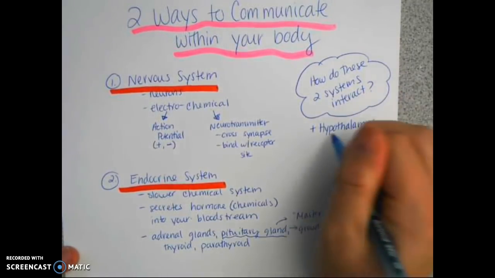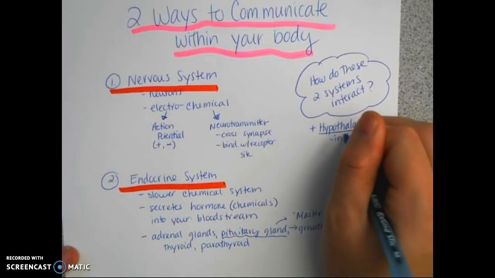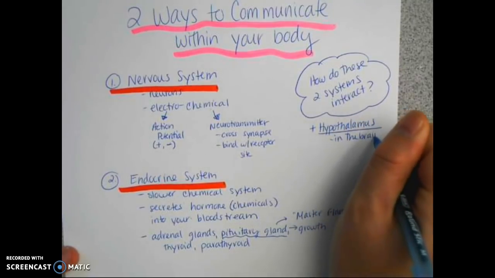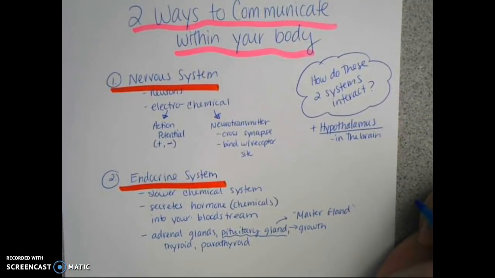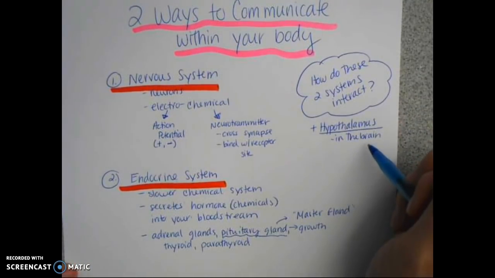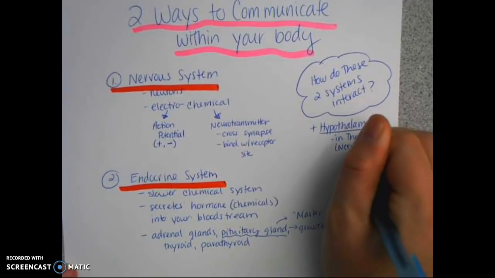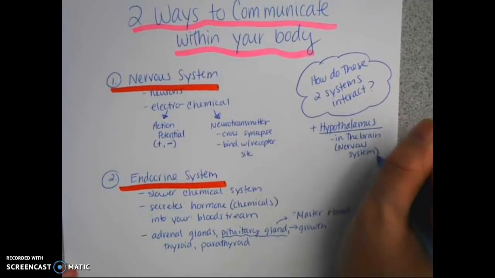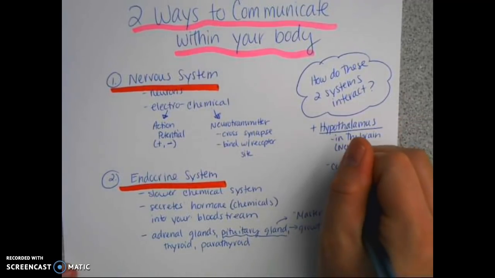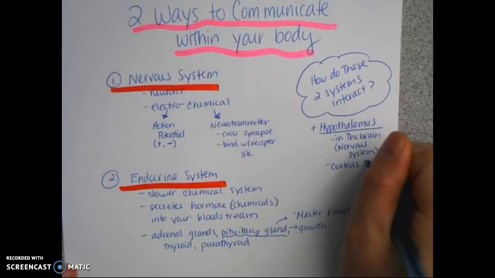The hypothalamus is a structure in the brain. So it makes it part of the nervous system, right? So the hypothalamus is a structure in the brain. So it makes it part of the nervous system. And the hypothalamus actually controls the pituitary gland.